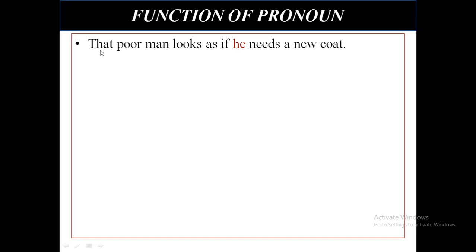That poor man. At the same time, the meaning of the word he is also going to be constructed based on the word man. So here you can see the word he plays the role of a man. And okay, let us see one more example.